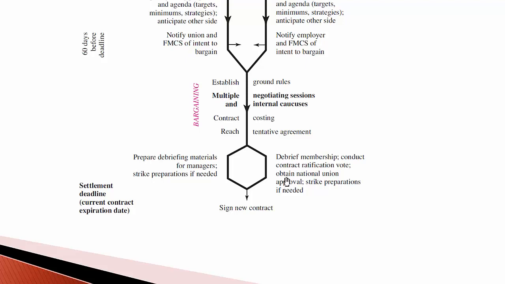The union also has to obtain national union approval, usually, on the contract. If it looks like the workers are not going to accept the contract, the union may begin strike preparations. Once the union has voted in the contract, it is signed and goes into effect.